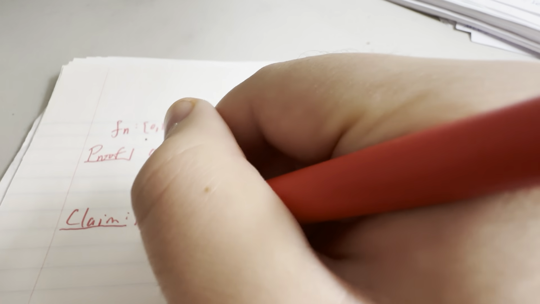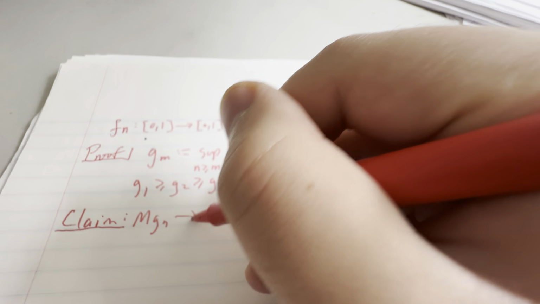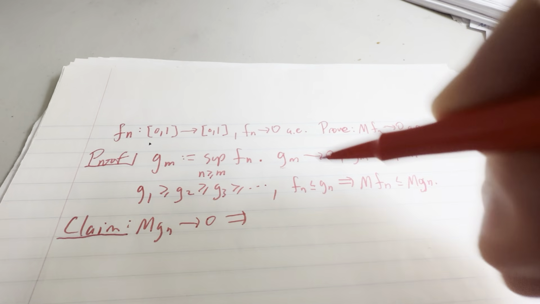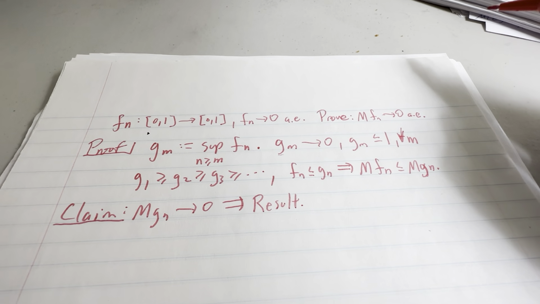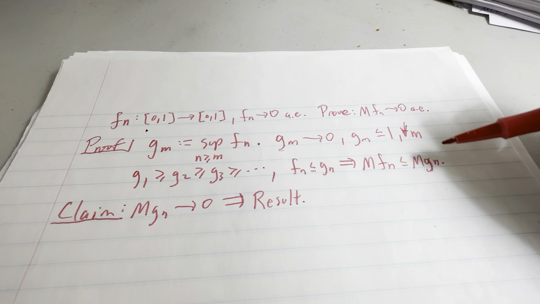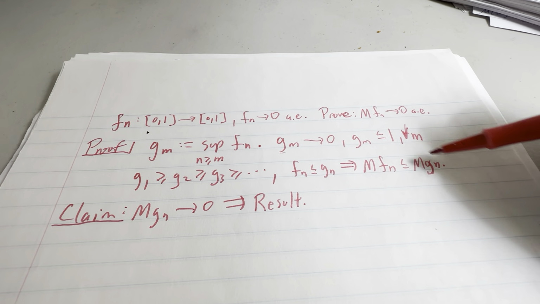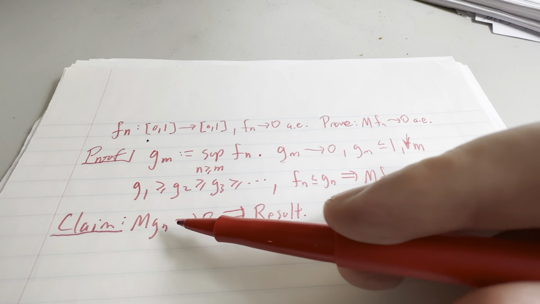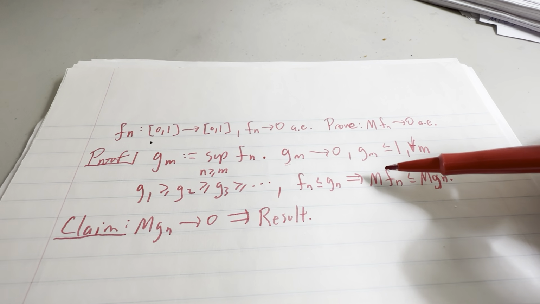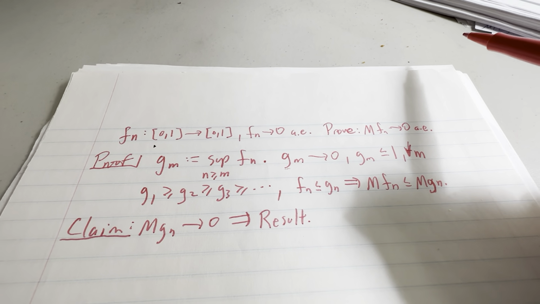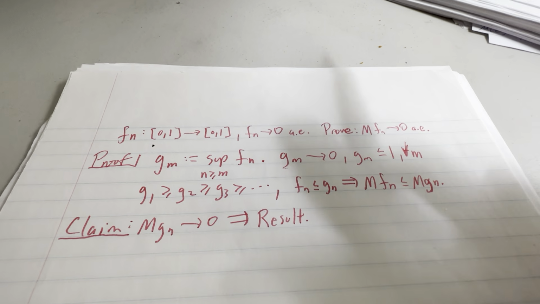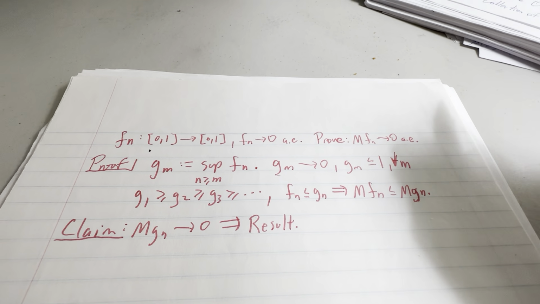Now what? We need to show the following claim. We claim that Mgn tends to 0, and that is enough to get the result. Which should make sense, right? Because if Mgn is bigger than Mfn, and if Mgn tends to 0, then Mfn will tend to 0, and then the claim will be proven. How about that? Okay, so what do we do?